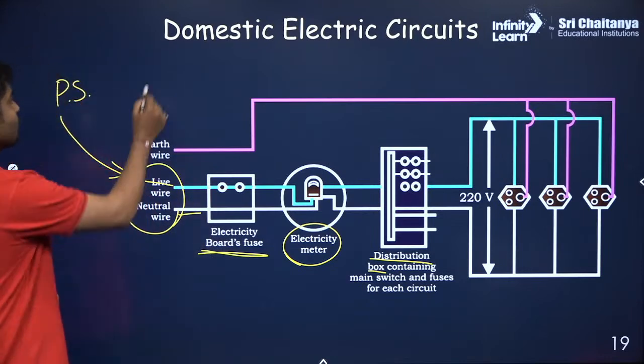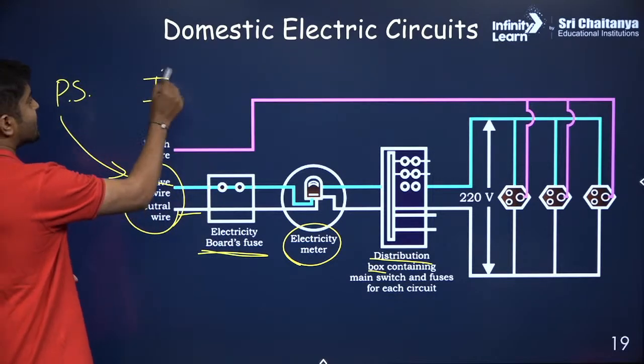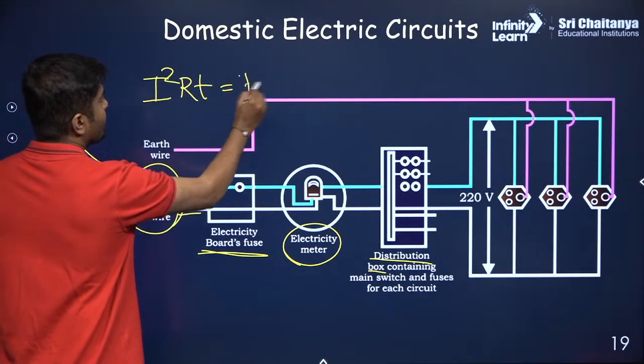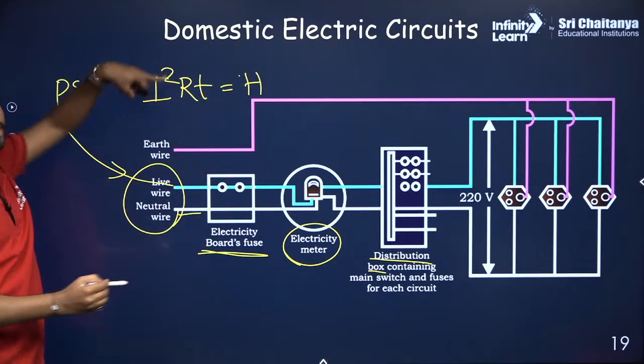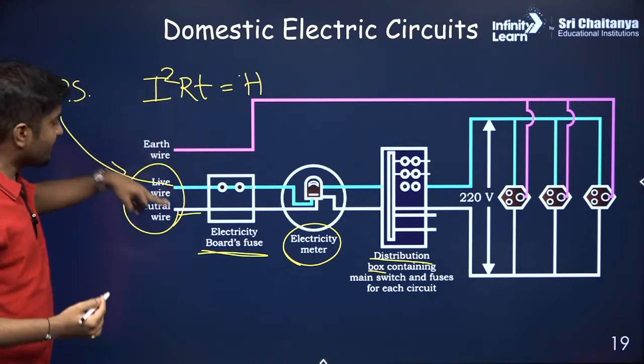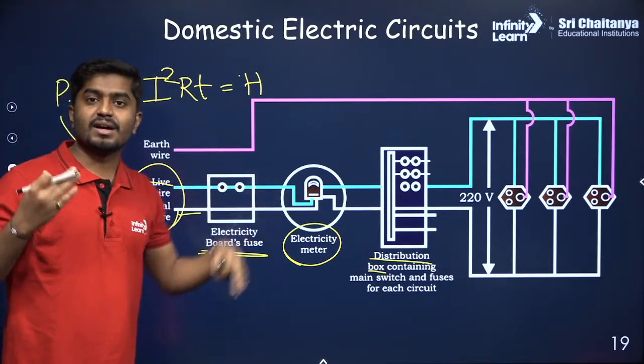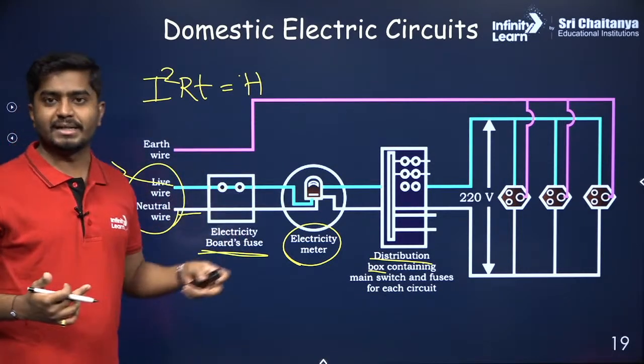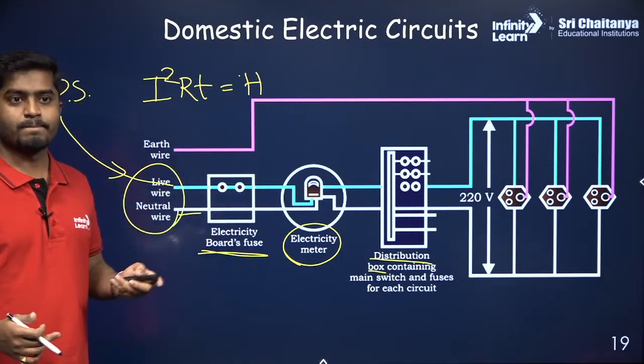You remember Joule's heating effect? I square RT. So the heat produced is directly proportional to the square of the current. So if the current fluctuates, if the current increases rapidly, this wire will melt. That is the fuse. Okay.